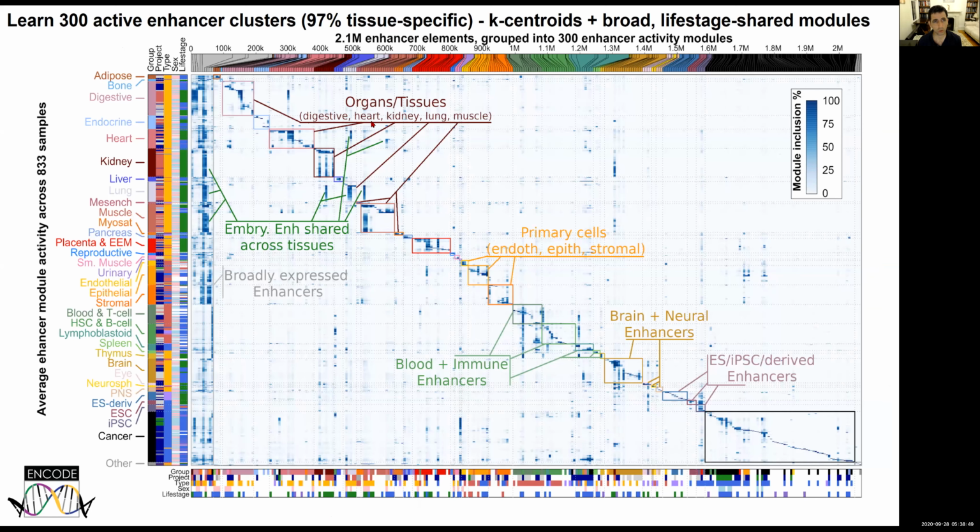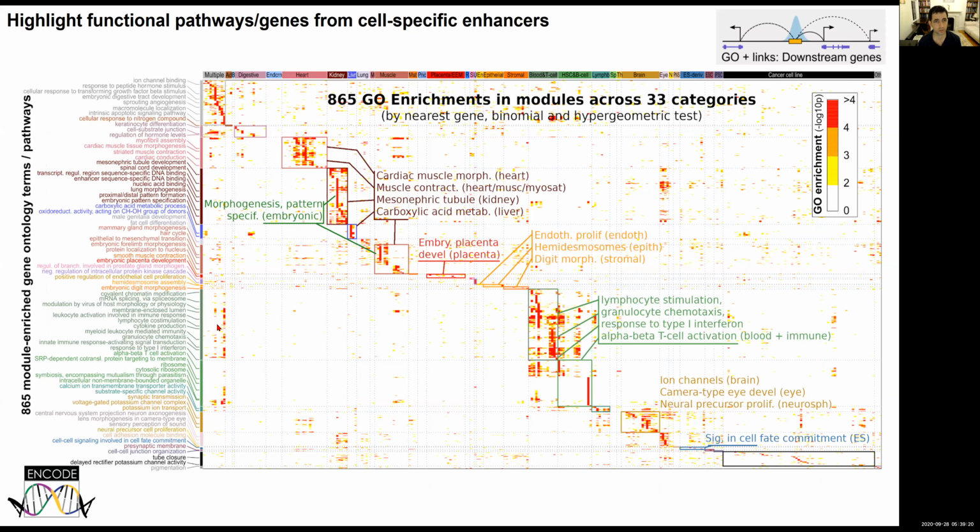We've now grouped the enhancers based on their activity patterns across the biosamples, and you can see that about 5% of the enhancers are tissue-wide. They're active very broadly across many tissues, but 97% of them are in fact tissue-specific. So you can see here some examples of enhancers that are active in endothelial cells, stromal cells, blood, brain, embryonic stem cells, and so on and so forth, as well as these broadly expressed enhancers.